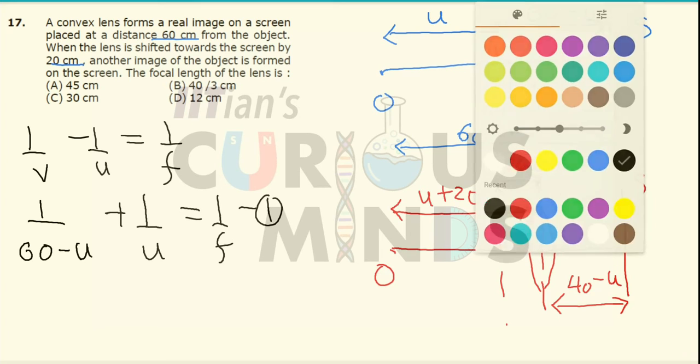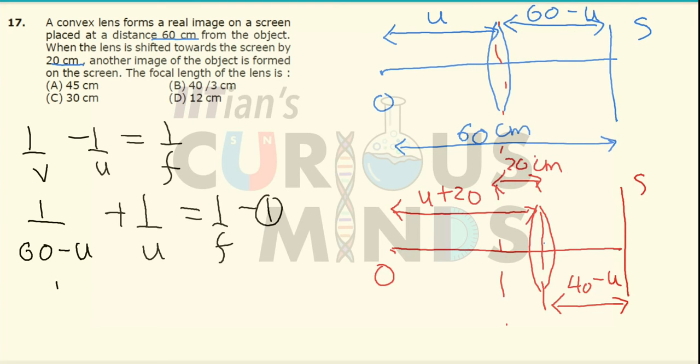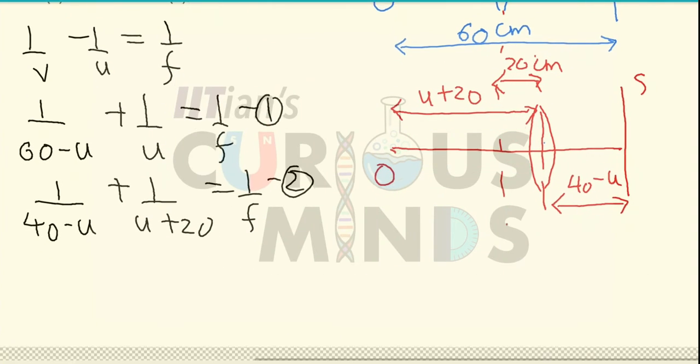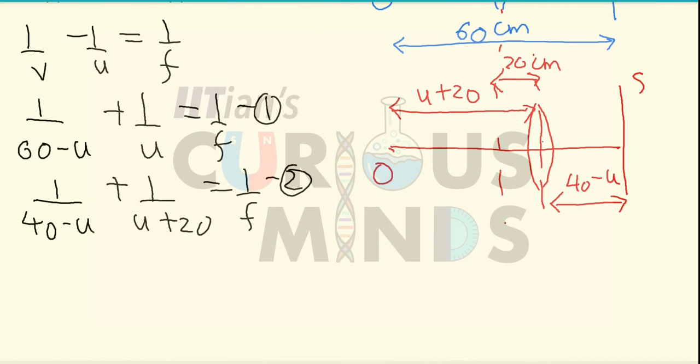So when I substitute in the same formula, 1 divided by 40 minus u, minus and minus again will be equal to plus 1 divided by u plus 20, equal to 1 by f. This is the second case. Now I will solve both of them simultaneously. First I will get the value of u, then I will substitute in the first or the second equation and I will get the value of f.